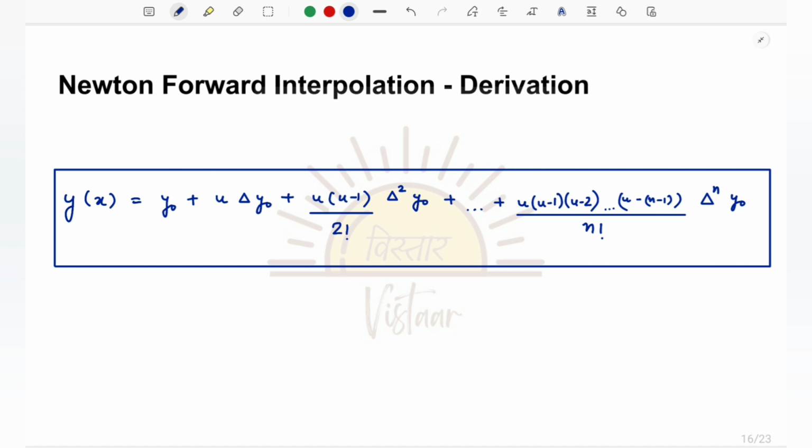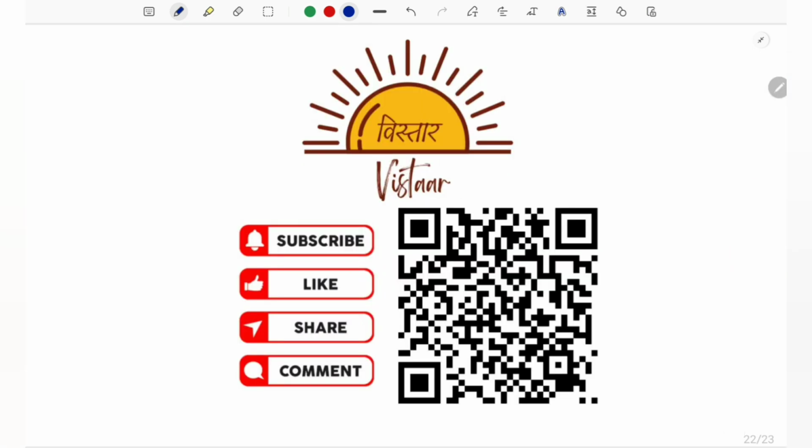In the next videos, we will solve the examples related to this method. So stay tuned for the upcoming videos. If you have any doubt, then you may ask in the comment section below.